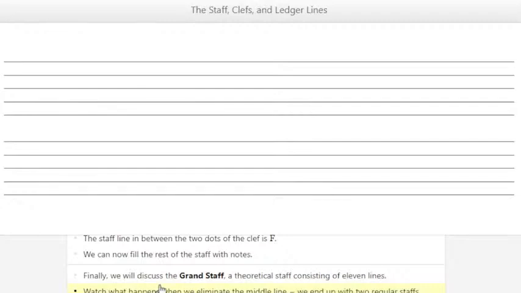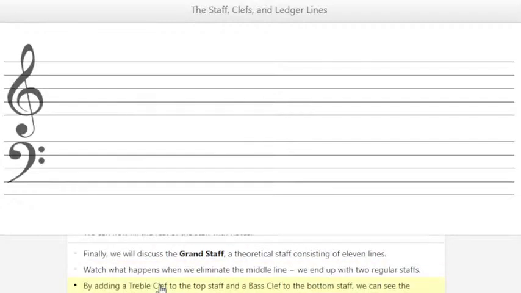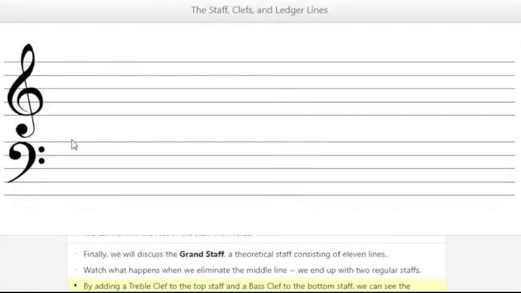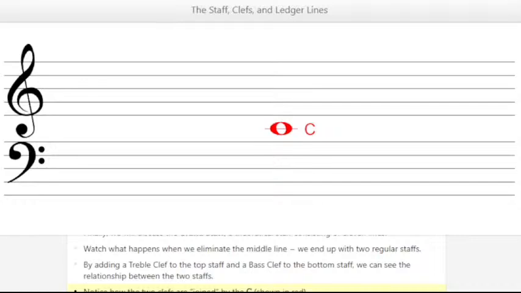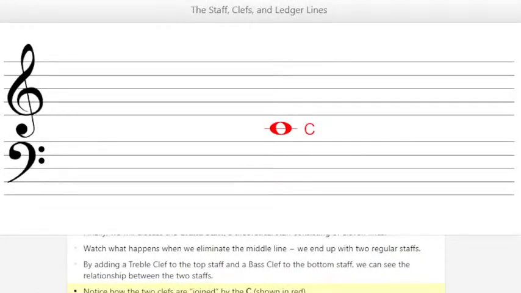So once you add the treble clef to the top staff and the bass clef to the bottom, you can see the relationship between the both of them, right? Notice how the two clefs are joined by C, and this C now will be called your middle C.